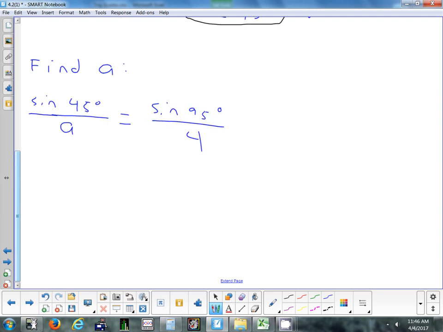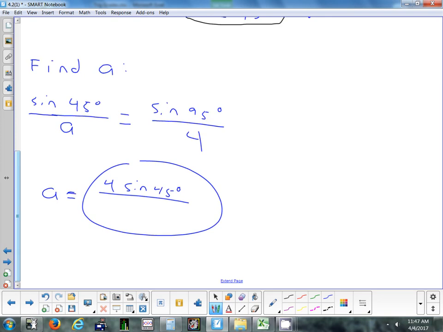Okay, so when I cross multiply, Kristen, could you tell me what I get when I cross multiply for the final answer for A? It'll be what times what, and then divided by what? 4 sine 45. Yep, equals 8 sine 95. Okay, so 4 sine 45, and then when you get A by itself, what will you divide by? Sine 95. Any questions on the cross multiplying or then dividing to get A by itself? If you want to show the cross multiply step out, that's fine.